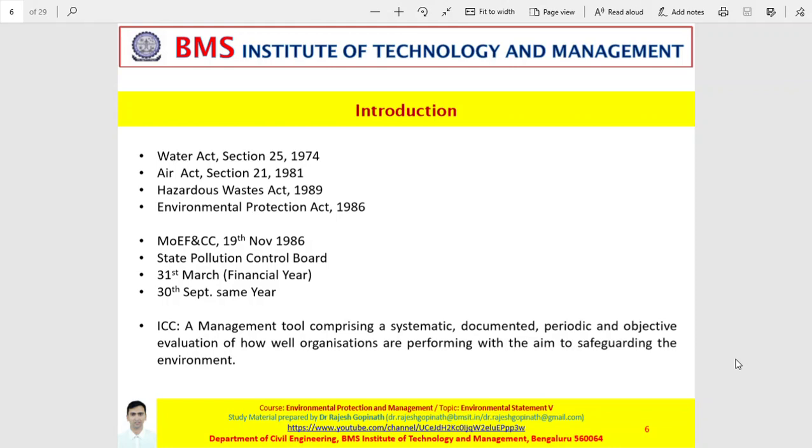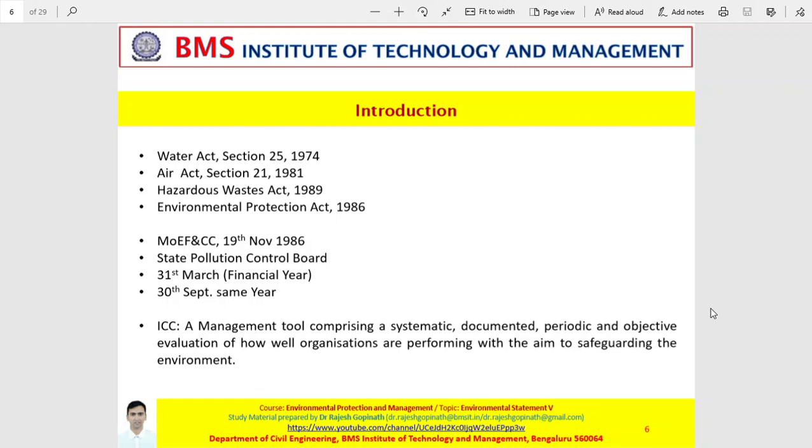As per the 19th November ruling of 1986 by the Ministry of Environment and Forest, now also called as Ministry of Environment, Forest and Climate Change, had mandated that every industry who falls under the category as aforementioned shall submit a document for the financial year, which is from 1st April to 31st March of the following year, on or before 30th September of the same year.